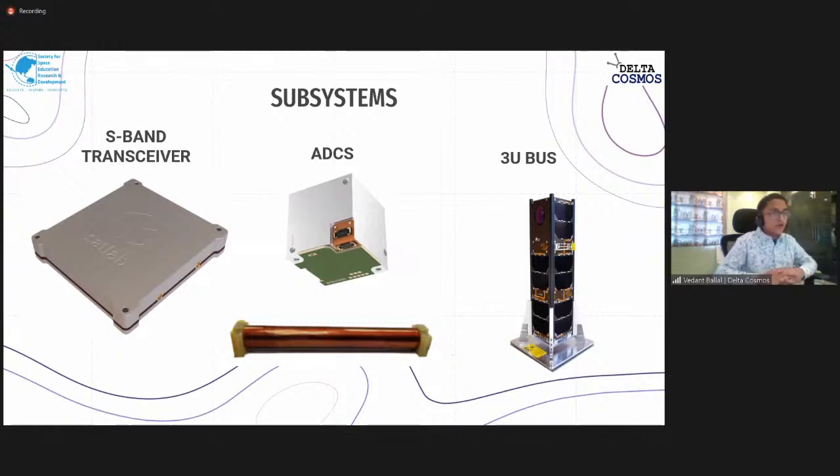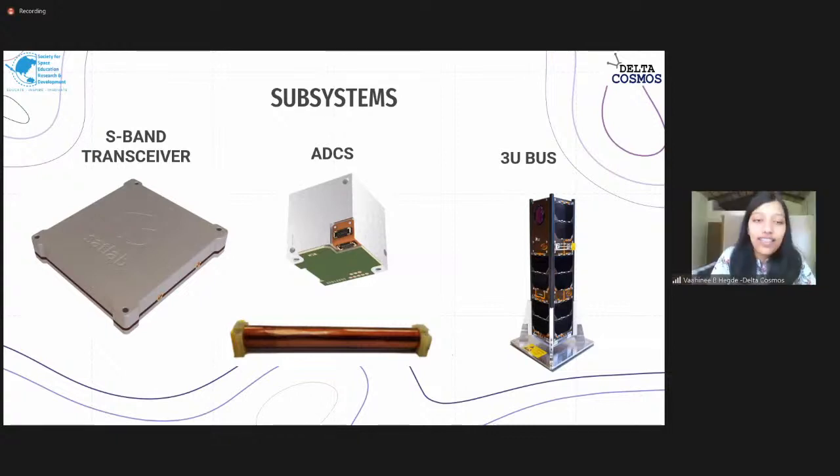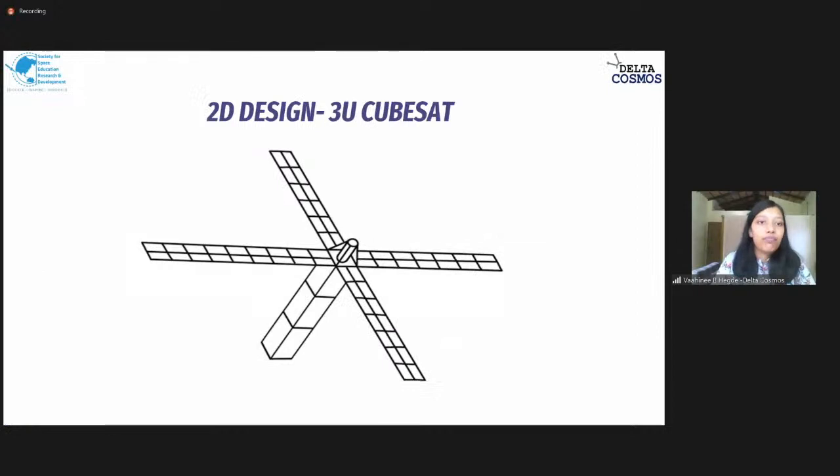Handing over to Vahini for the redesign of the satellite. Thank you, Vedant. And yeah, so this is our base design. Based on this, we have worked on the 3D model and we are going to be working on our real satellite. It consists of 3 compartments, as the name suggests, 3 units, which contain the inner components.